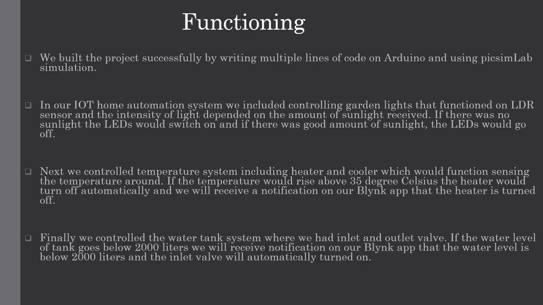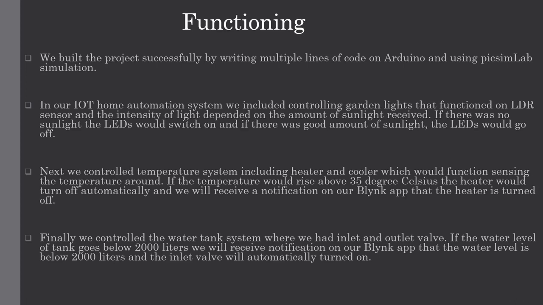Okay, so this is all about the project. We built the project successfully by writing multiple lines of code on an Arduino using Proteus Lab simulation. In our IoT home automation system, we include controlling garden lights that function on an LDR sensor, and the intensity of light depends on the amount of sunlight received. If there is no sunlight, the LEDs will switch on, and if there is a good amount of sunlight, the LEDs will go off.